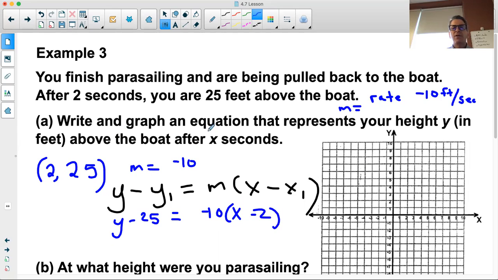It says write and graph an equation that represents your height, y, in feet above the boat after x seconds. If you look at how the graph would look here, it's going to be descending. We're going to be noticing at (2, 25). You're roughly right there after 2 seconds. If you go minus 10, that means you're going to go down 10 over 1. So you'd be right about in this area, down 10 over 1, and then you're going to be right about there when you land.